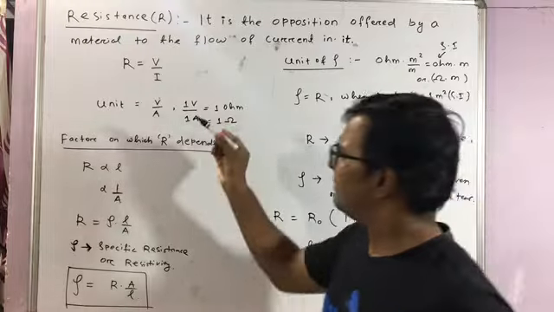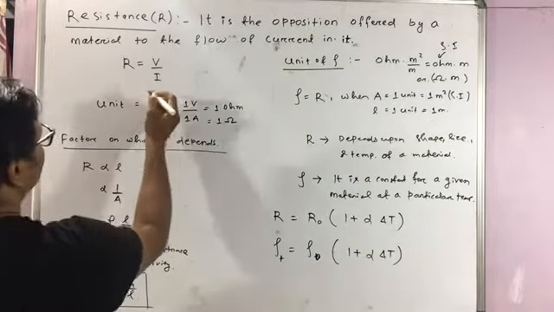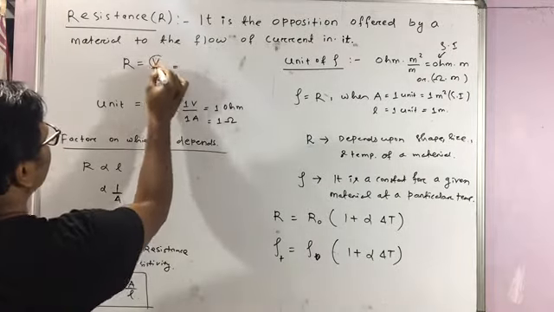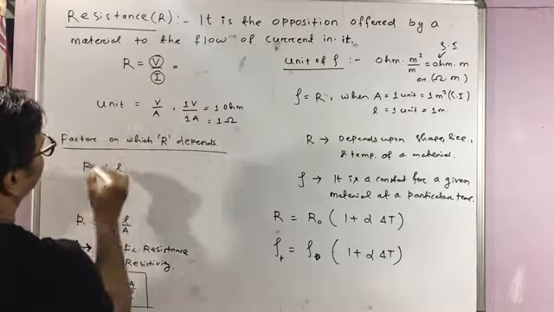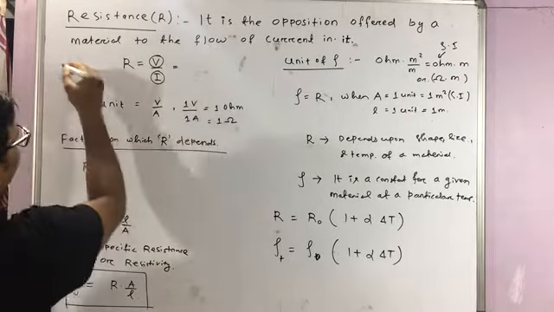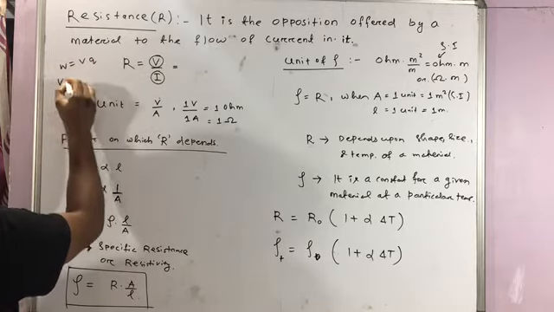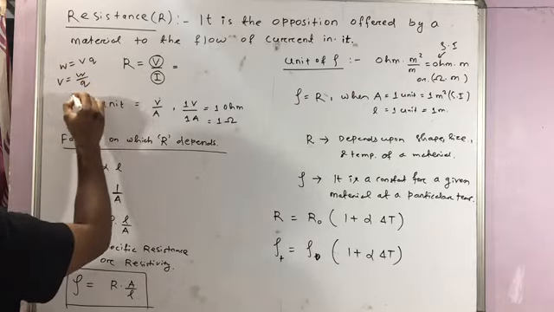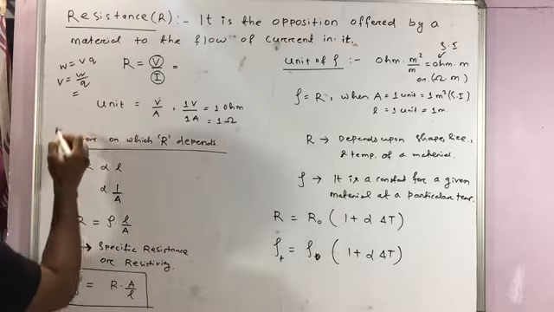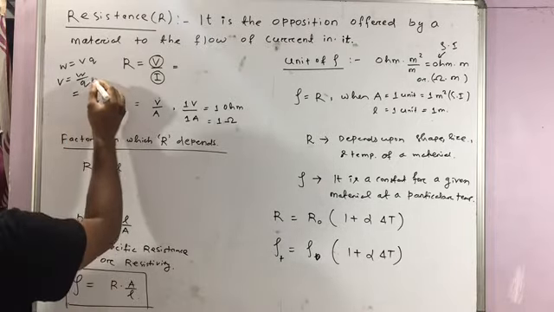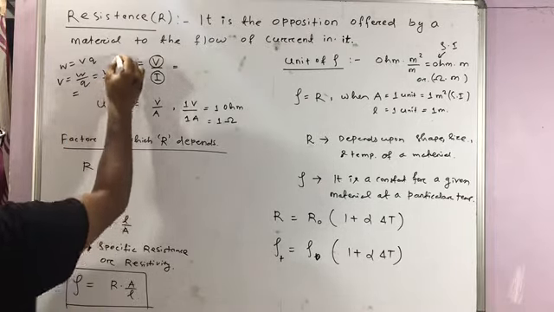You can find the dimension here. So for the dimension of resistance, you can find the dimension of V and the dimension of I. The dimension of V you can find from this equation: W is equal to VQ, and V is equal to W by Q. W means work. So you can write down the dimension of W by Q.